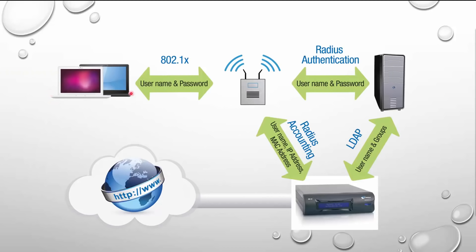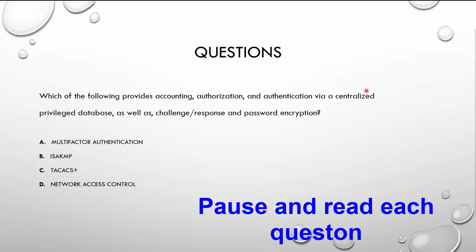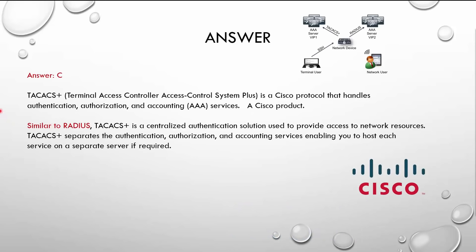Here's a graphic that shows you the 802.1x communicating between the users and the wireless access point, and then the RADIUS is passing the username and password to an AA server. The AA server then could go using LDAP to an Active Directory or something else, and so you can see the pieces and where they play. So again, another question, the answer is TACACS Plus.